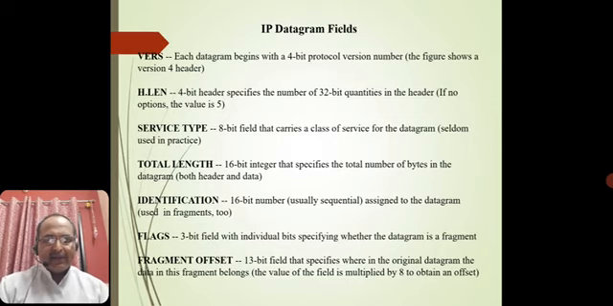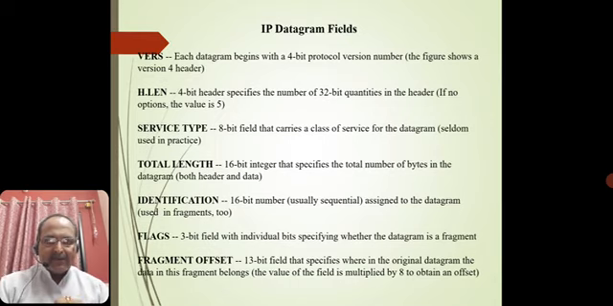Now one of the important fields is the total length of the particular datagram. It is a 16-bit integer that specifies the total number of bytes in the datagram, including both the header as well as the data. What does it mean, including the header and the data? It's very simple. We cannot segregate the datagram, whether sending in a continuous or a discrete form. We cannot segregate both the header and the data element in a datagram, right? How do we identify?